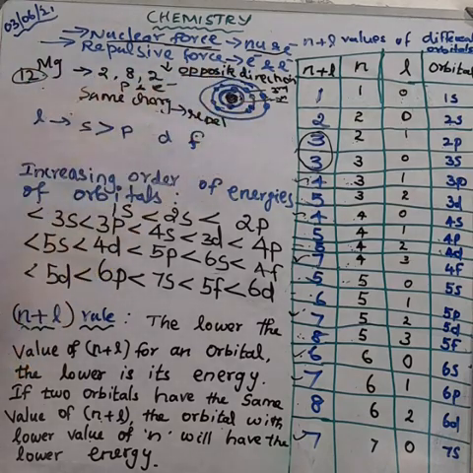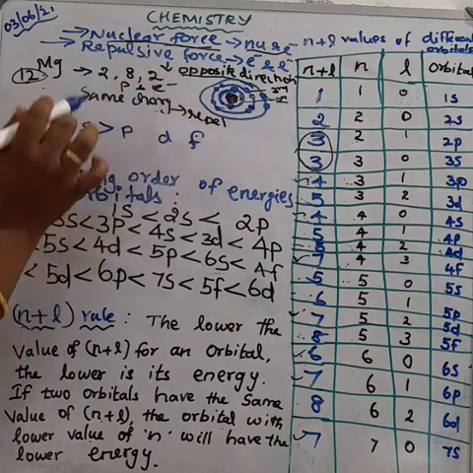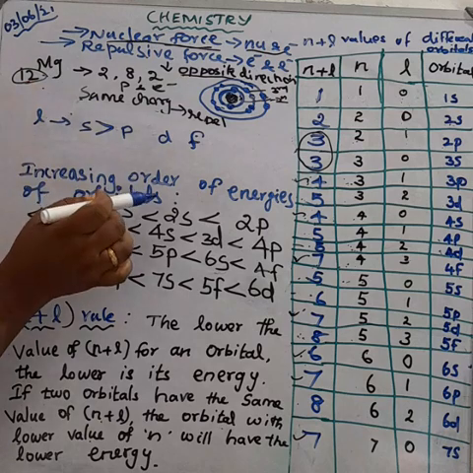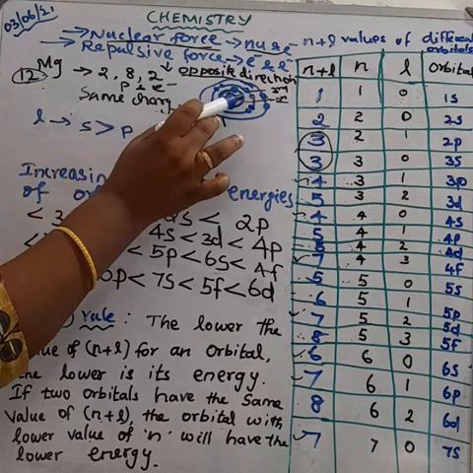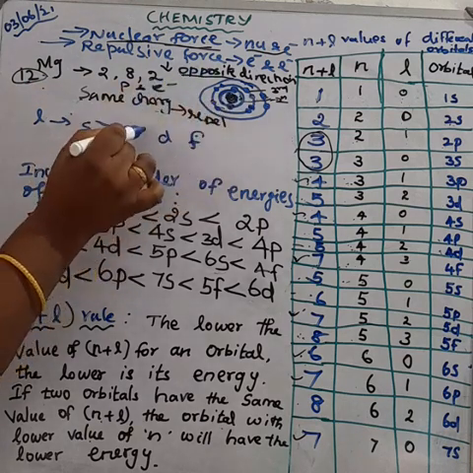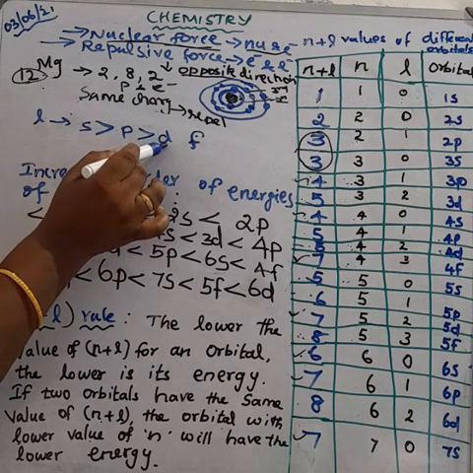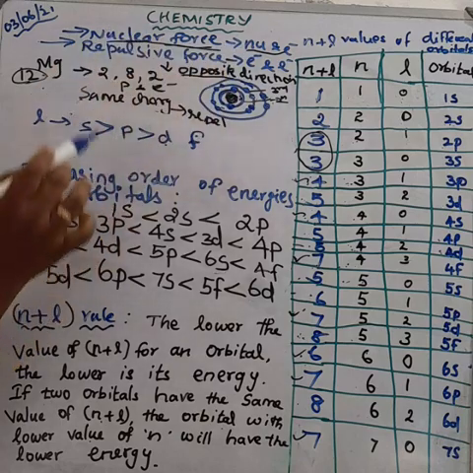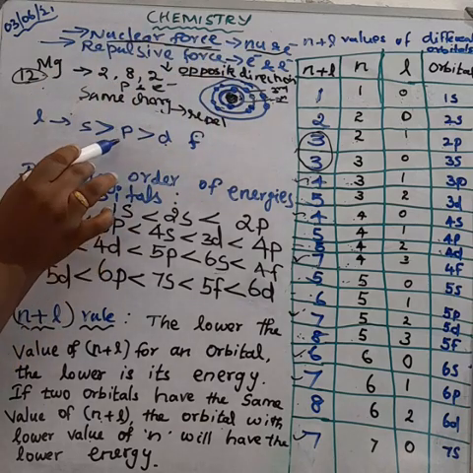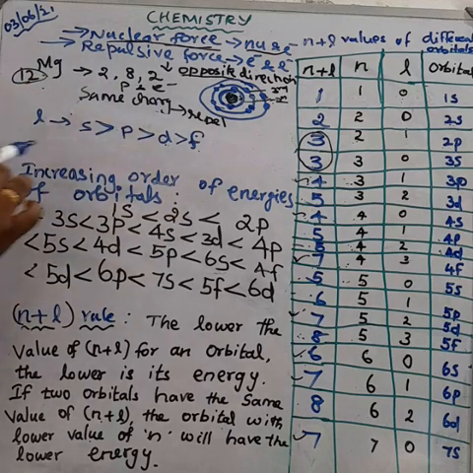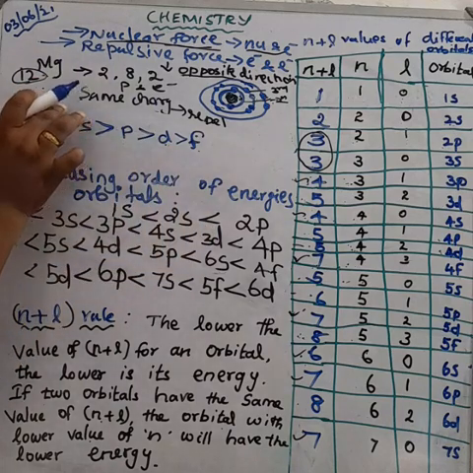So here the nuclear charge is very high compared to the p orbital. So s is greater than p, and compared to the d orbital, the p orbital also has a higher nuclear force, because the d orbital is far away from the nucleus. When comparing d and f orbitals, the d orbital has a higher nuclear force than the f orbital. Understood?